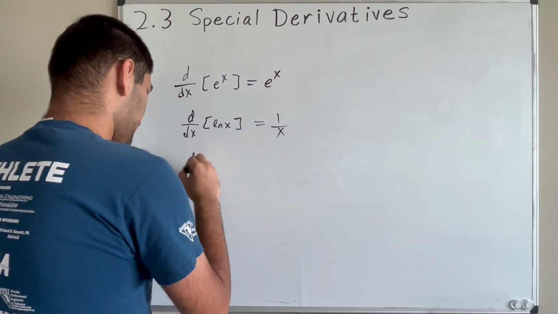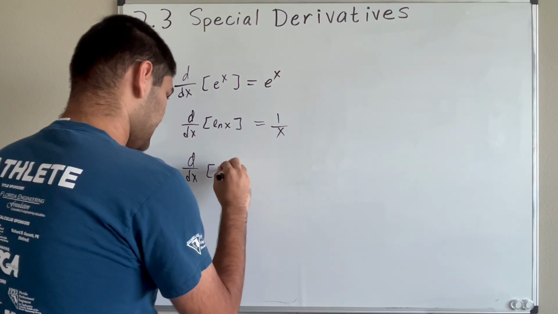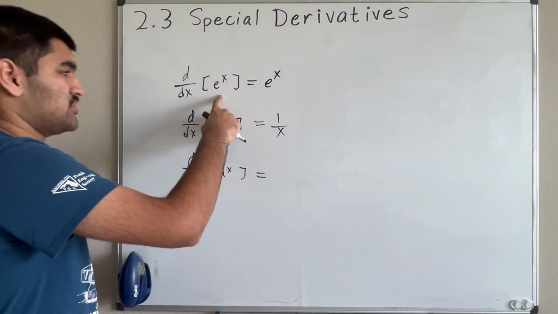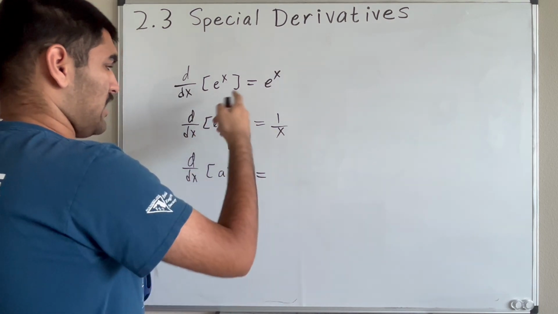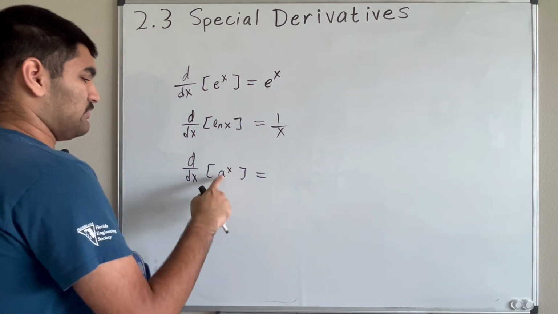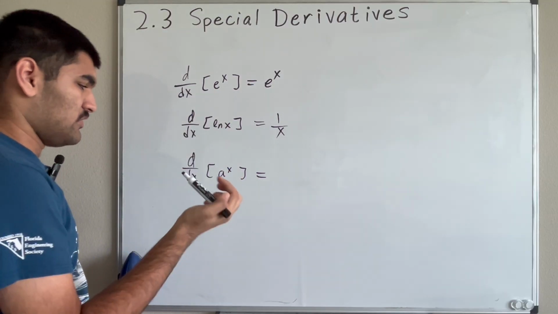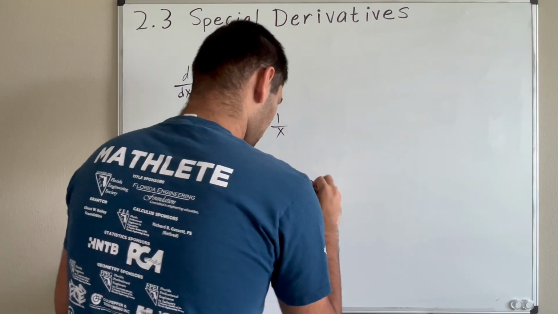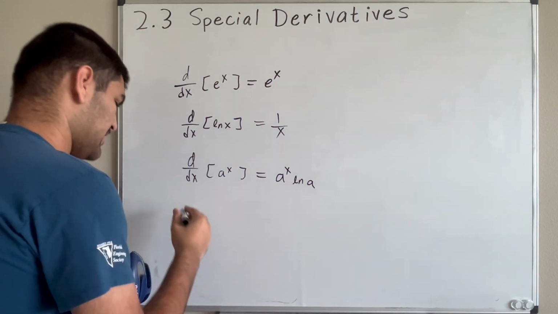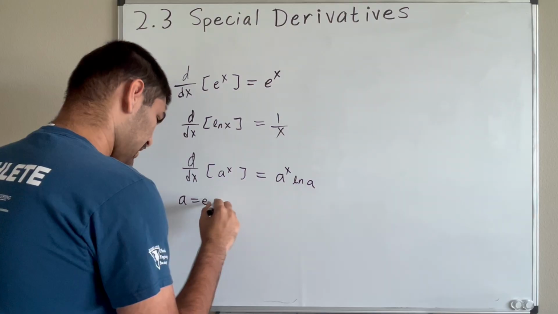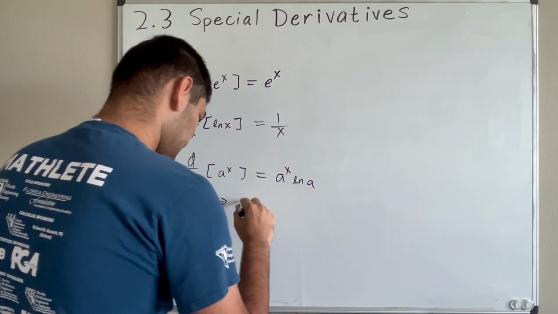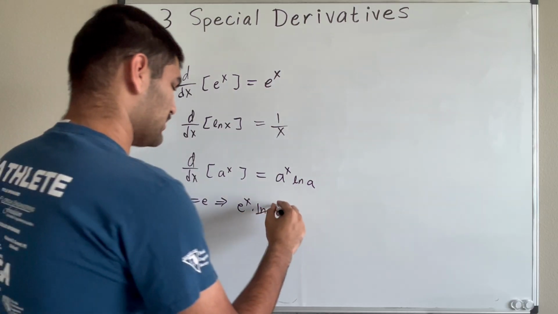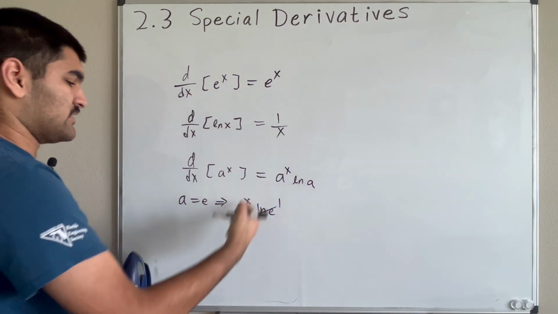So if we have the derivative of a to the x, where a is any real base, this is really just the special case when a is equal to e, and you'll see how that simplifies in a moment. If we generalize this to any a, then the derivative is just a to the x times natural log of a. So notice that if we set a equal to e, then this results in e to the x times the natural log of e. Well, what is the natural log of e? That's just 1. So that's why the derivative of e to the x is just itself.